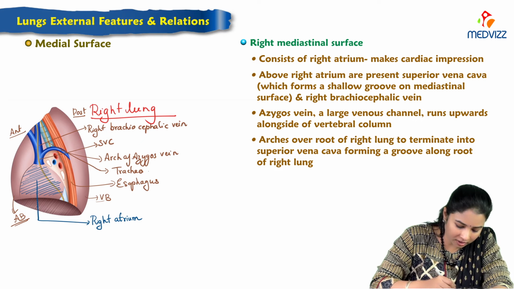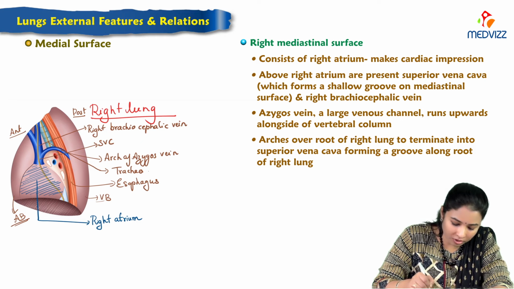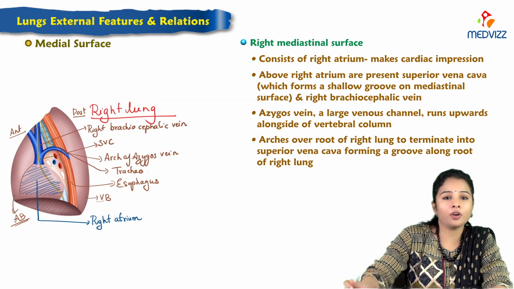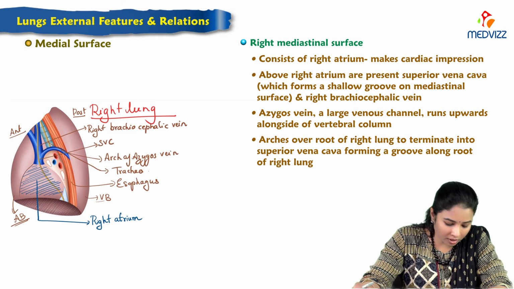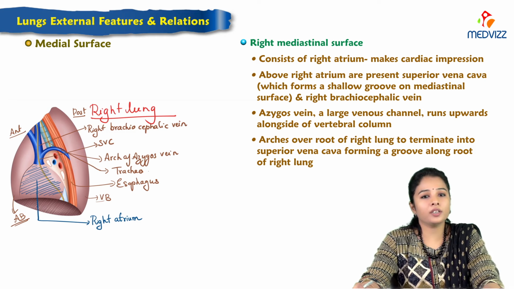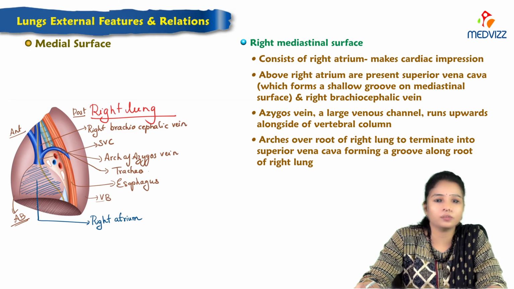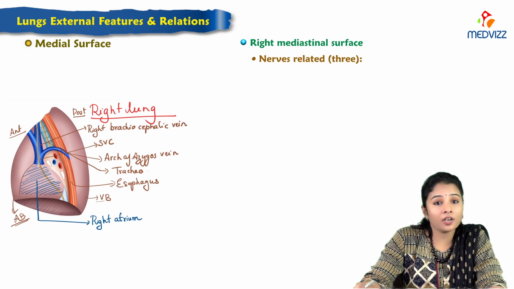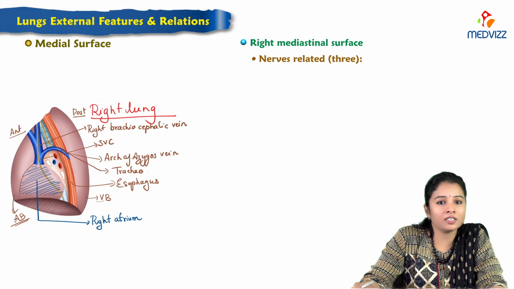So we can see that where the right brachiocephalic vein opens into the superior vena cava, there we can see the joining of the azygos vein. Both converge to form the superior vena cava on the right side. So finally it terminates in the superior vena cava, forming a groove along the root of the right lung. Let's see the nerves related on the mediastinal surface.